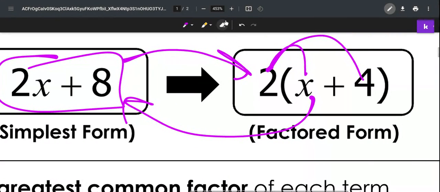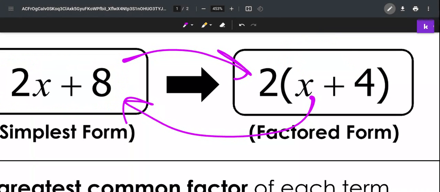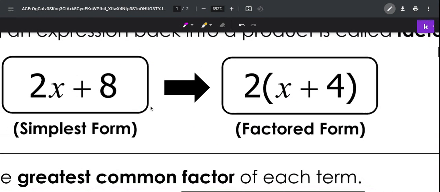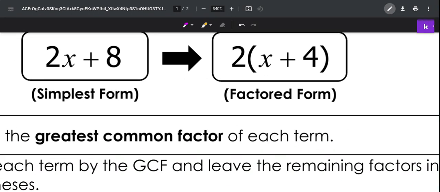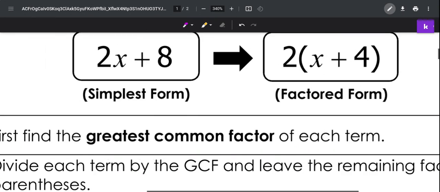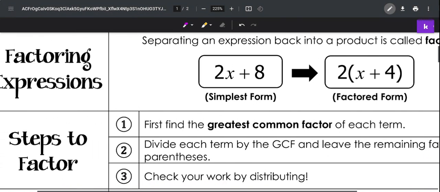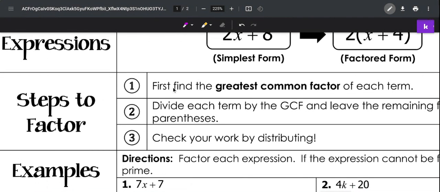So it kind of works like a circle. We should be able to go round and round and just keep going back and forth between these two. That's how you know you've done it correctly. All right, so now let's go through the steps. The steps for this are pretty straightforward, but one of them is kind of difficult. So let's read through them first.